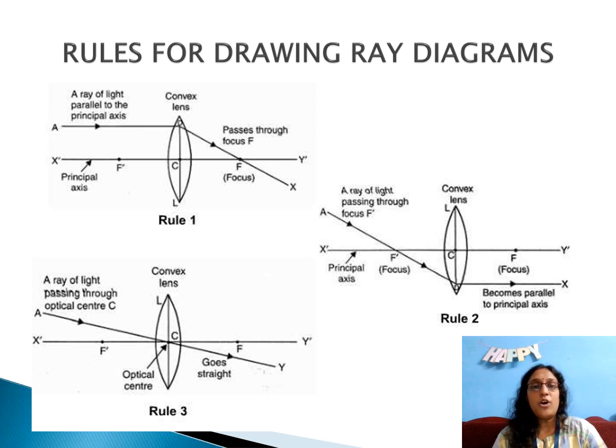So this is your rule 1. If you can see, this is your convex lens. Okay, so see, a ray of light parallel to the principal axis. Can you see? This is your ray of light. Can you see?